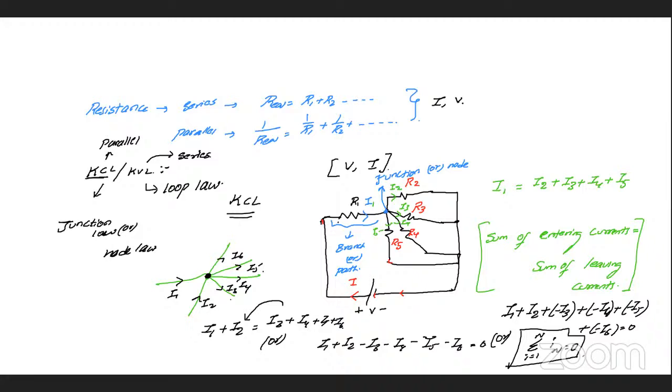Okay, good. So let's see next. We'll discuss KVL. KVL is very important. I said I would do it when I discuss complex circuits. So let's see KVL, Kirchhoff's voltage law. Kirchhoff's voltage law, or we can say the loop law.